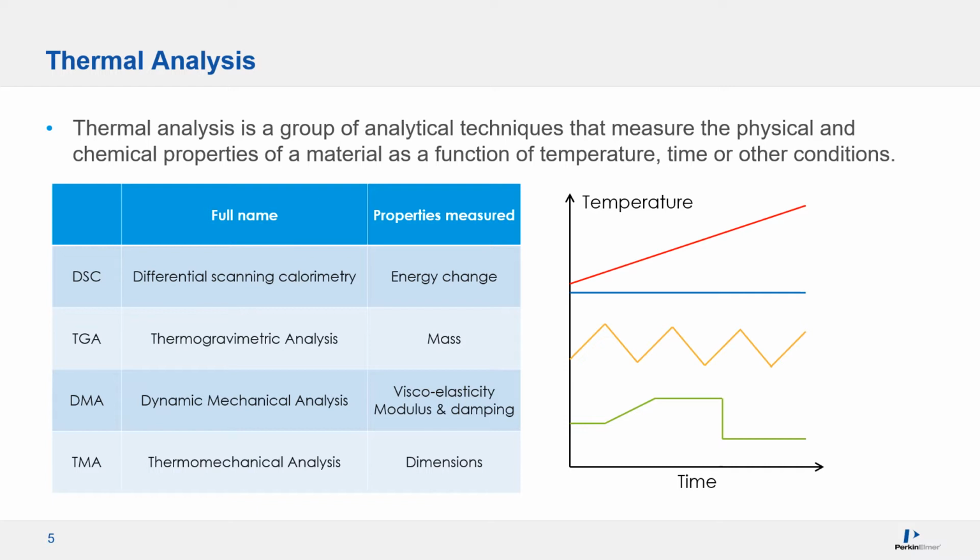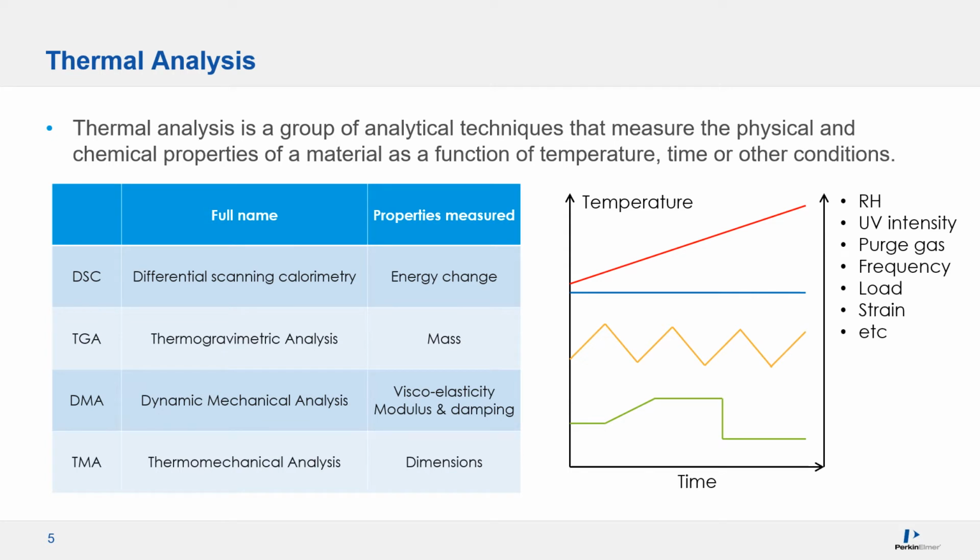The commonly used temperature profiles are depicted in the right graph. Heating or cooling at a constant rate, like the red curve, or held constant at an elevated or cold temperature, we call it isothermal, or heat-cool cycles like the yellow curve, or any profile you want. Those physical properties can also be studied as you vary other conditions, such as relative humidity, UV intensity, purge gas change, etc., usually at a constant temperature.